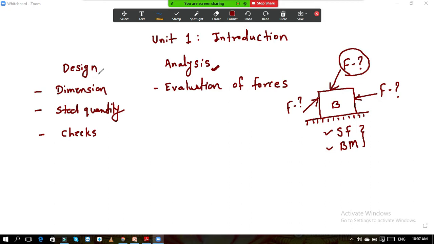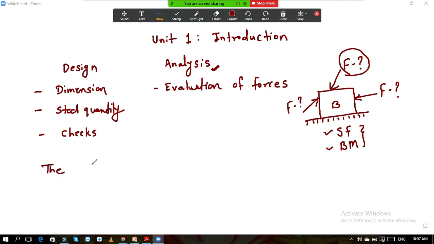So for the analysis and design, there are three methods. As this is a theoretical chapter, I will write simultaneously on the board while explaining to you. You should also copy down. These are the important notes.